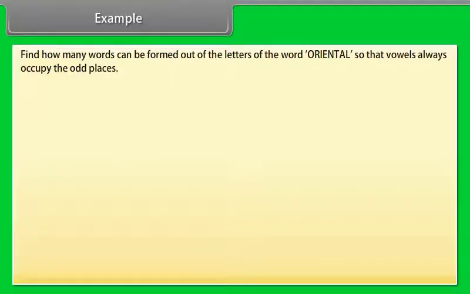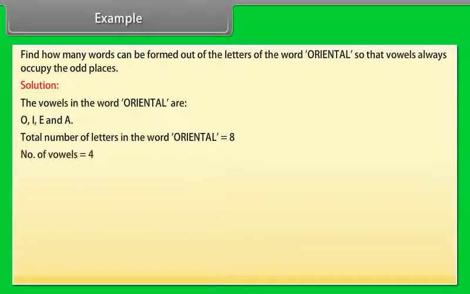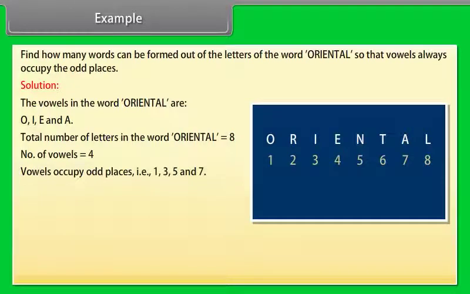Find how many words can be formed out of the letters of the word ORIENTAL so that vowels always occupy the odd places. Solution: the vowels in the word ORIENTAL are O, I, E and A. Total number of letters in the word ORIENTAL is equal to 8. Number of vowels is equal to 4. O, R, I, E, N, T, A, L. 1, 2, 3, 4, 5, 6, 7, 8. Vowels occupy odd places, that is, 1, 3, 5, and 7. Number of odd places is equal to 4.